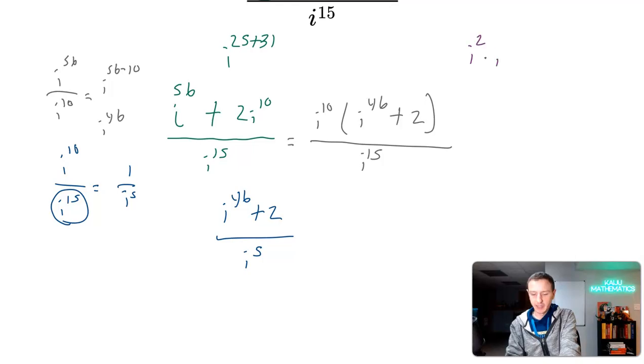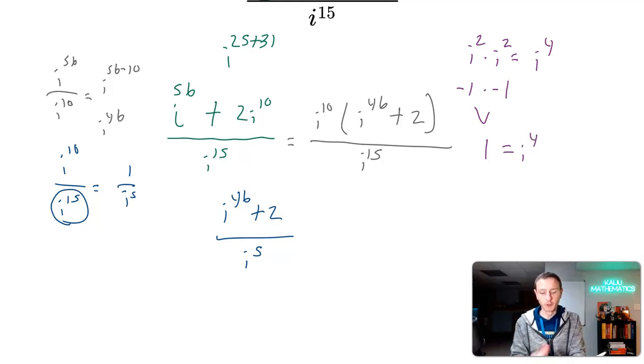i to the 2nd times i to the 2nd is i to the 4th. i to the 2nd is negative 1. i to the 2nd is negative 1. Negative 1 times negative 1 is positive 1. So i to the 4th is positive 1. So if I'm able to take this exponent of i to the 46 and i to the 5th and use some rules with exponents and use i to the 4th in some way where I get 1, then I will make this a lot more manageable.